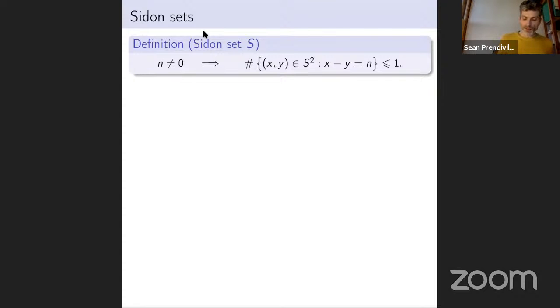So a Sidon set is a set whose representation function, if we're trying to represent integers n as a difference of two elements of our set S, is as small as it can be. It's at most 1. It's as small as it can be everywhere apart from at the integer 0, because when n is 0, you actually get quite a lot of representations by just setting x equal to y. You get at least |S| representations. But away from 0, the number of representations of an integer as a difference of elements in our set S is as small as it can be. It's at most 1.